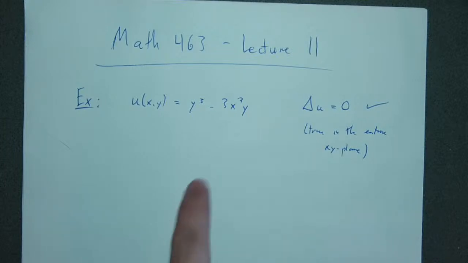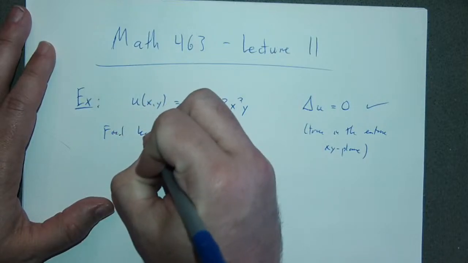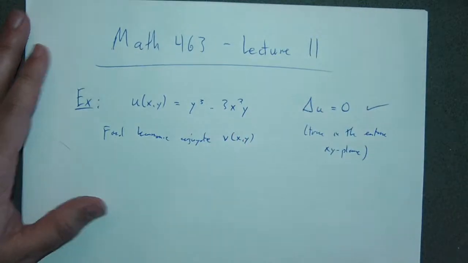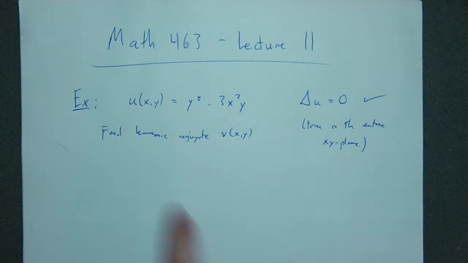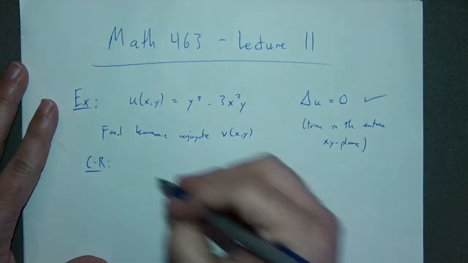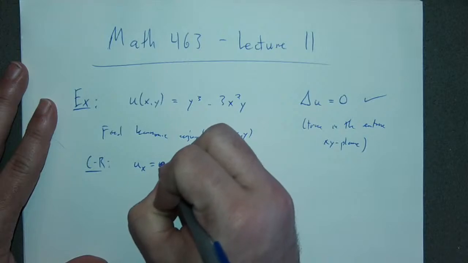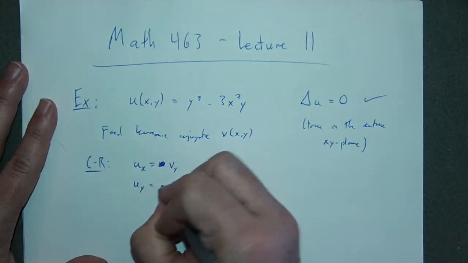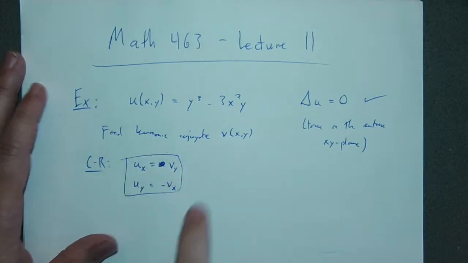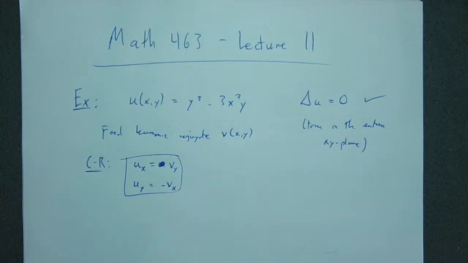And what we can do, if I want to find a harmonic conjugate v, is make use of the Cauchy-Riemann equations, and I attempt to solve them in a step-by-step way. The Cauchy-Riemann equations, of course, are the following: u sub x is equal to v sub y, and u sub y is equal to minus v sub x. All I need to do is find v satisfying the Cauchy-Riemann equations here, and I have found the harmonic conjugate that I'm looking for.